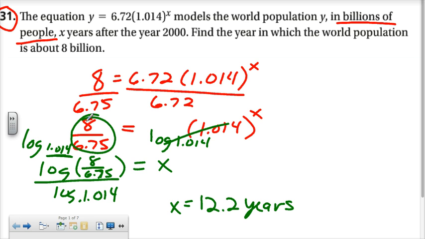Now, it says find the year in which the world population is about 8 billion. So what I have to do is figure out where's that starter year, what was the 0 year here, and that was 2000. So sometime during 2012, that should reach 8 billion.